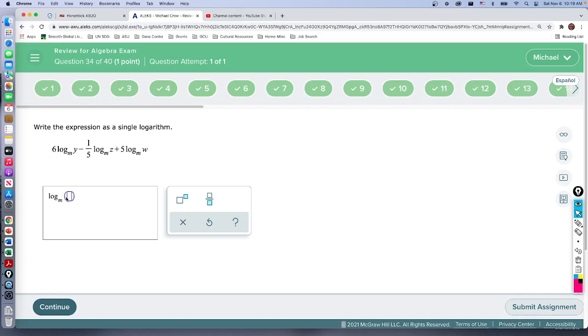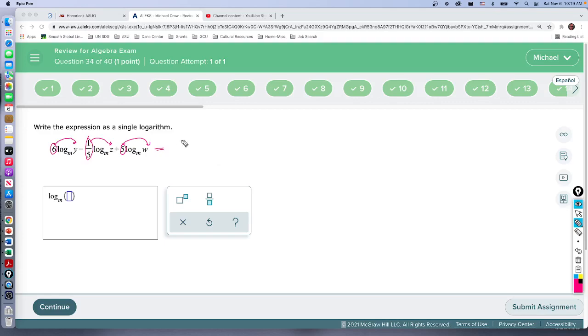We know we got log base m. Now what's in here? Well, let's see how this works. We're going to follow order of operations. Anything multiplication in the front, what we want to do is move that up to being an exponent. So here's a 1/5 power, that's going to become an exponent. Here's a 5, that's going to become an exponent.